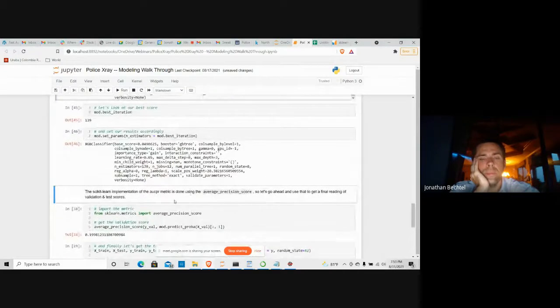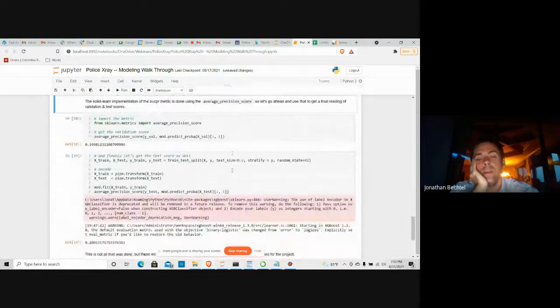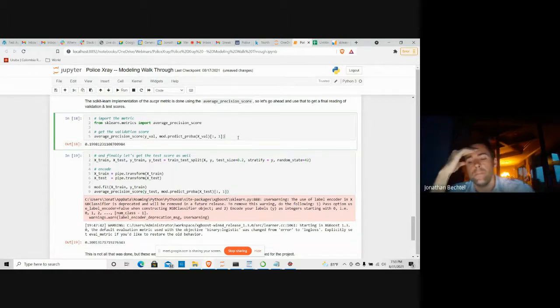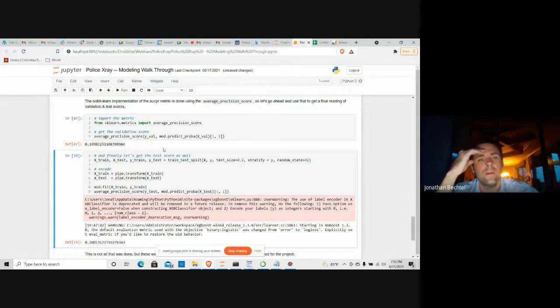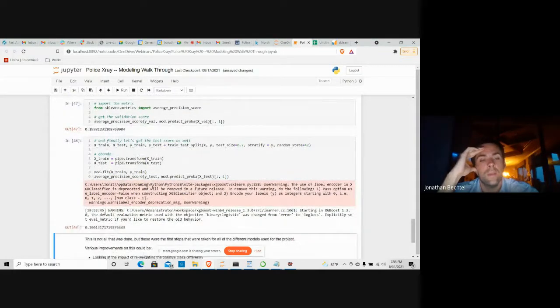AUC-PR and average precision score are essentially synonymous metrics, but in scikit-learn it's called average precision score, and in XGBoost it's called AUC-PR. I do think they're calculated slightly differently, but it's not that dramatic. The average precision score off the validation set is 0.199. Then we refit on all of our training data and get the test score. It actually comes out a little bit higher, which is nice.